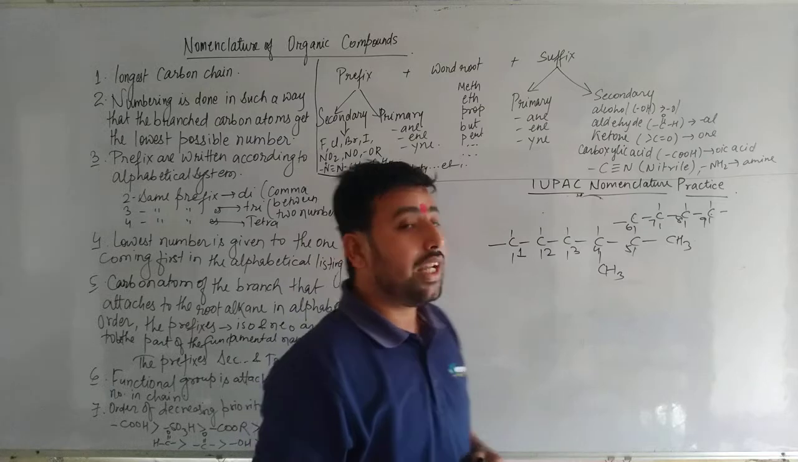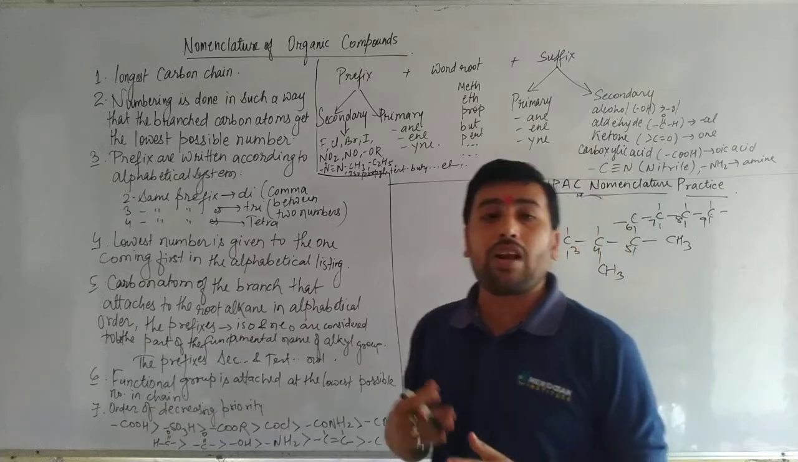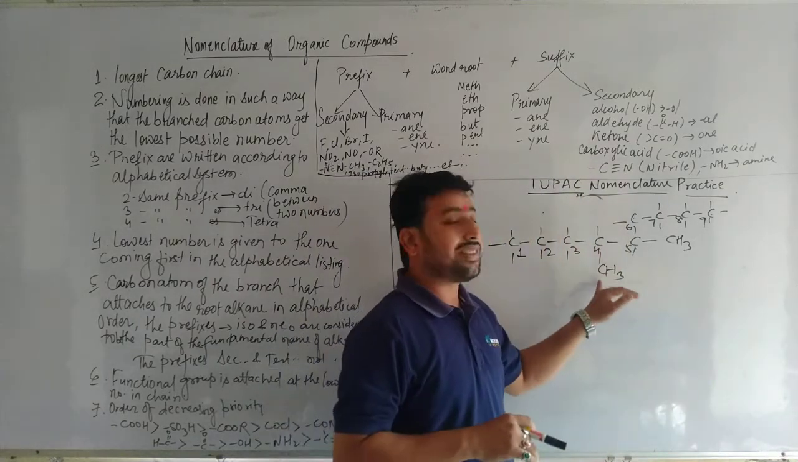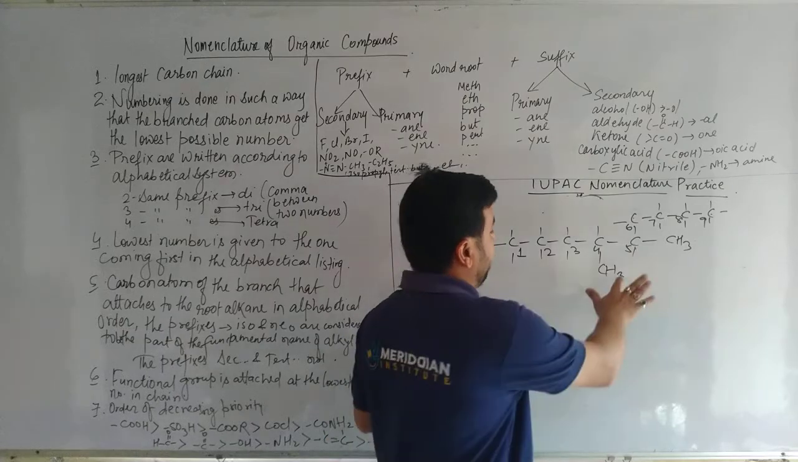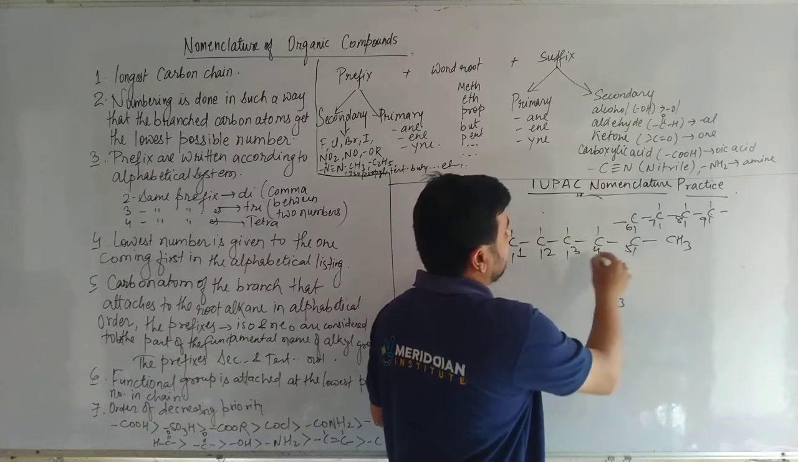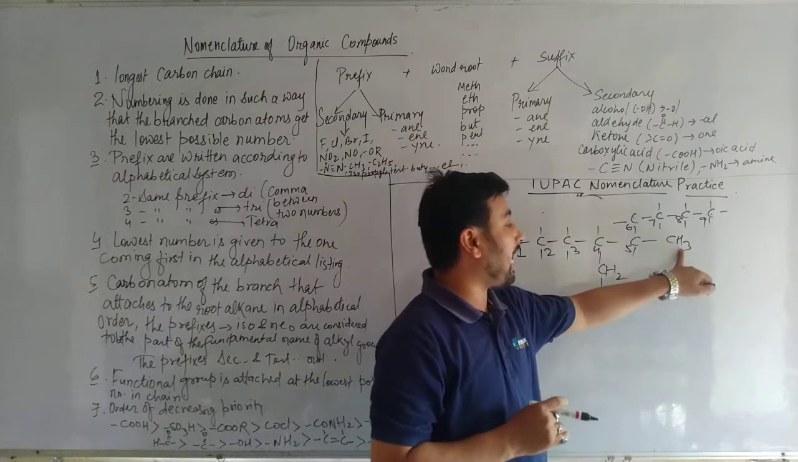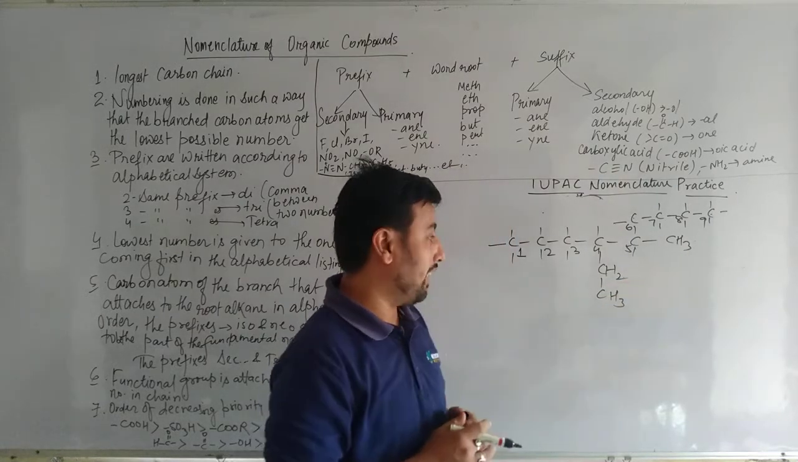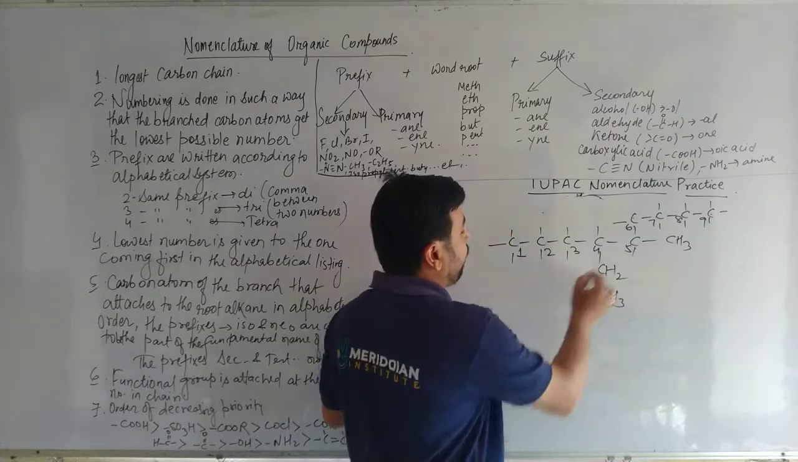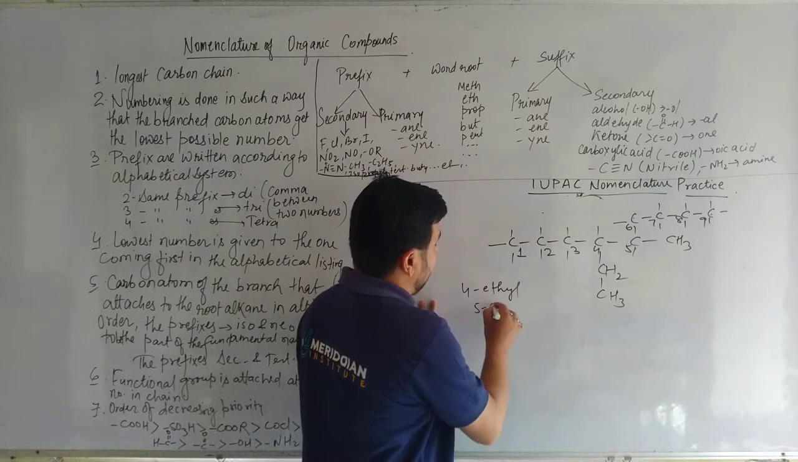Now the second thing was, if there are some prefixes. So prefixes are written according to the alphabetical system. Just suppose here CH3 is there. Instead of CH3, if I put here, just suppose CH2 and here CH3, this will become an ethyl group. What will it become? Ethyl. This is methyl, C2H5 will become ethyl. So now here, how should it be written? On the 4th position ethyl is there, and on the 5th position methyl is there.